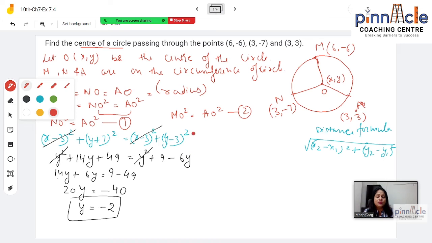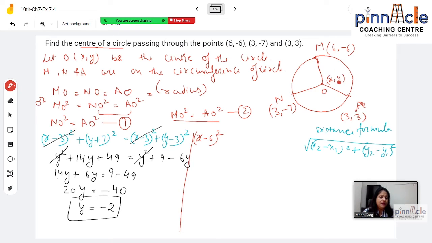हम लोगों ने जो दूसरी इक्वेशन ली थी, we will just take MO square is equal to AO square. So just make use of this one. So x minus 6 whole square, x minus 6 whole square and y minus of minus 6 है ना, तो y plus 6 whole square is equal to x minus 3 whole square plus y minus 3 whole square. क्लियर? अब इस वाले क्वेश्चन में जैसे previous हमने जब इक्वेशन फ्रेम की थी तो x minus 3 whole square दोनों साइड पे कैंसिल हो गया था, वहां पे ऐसा कुछ नहीं हो रहा.